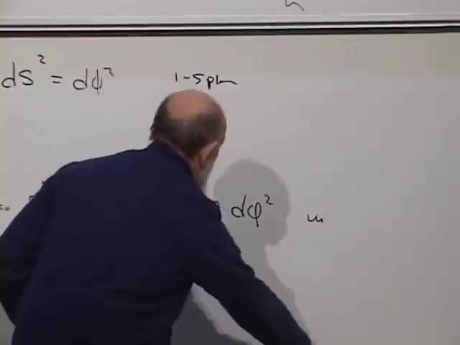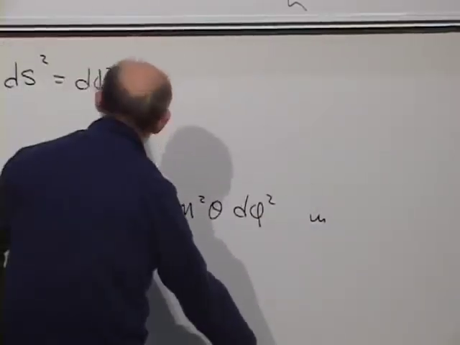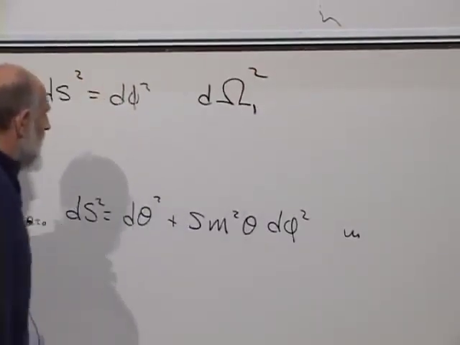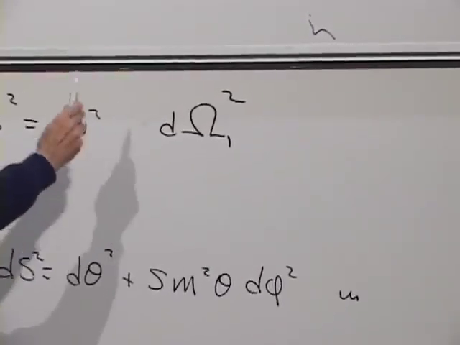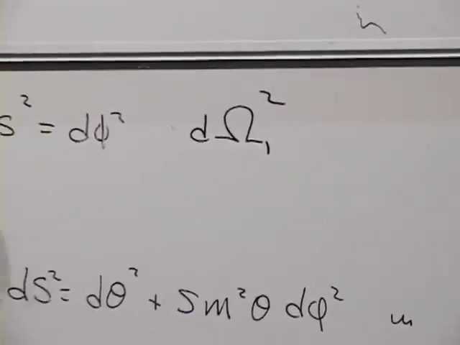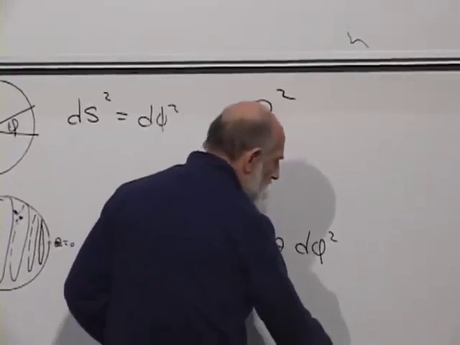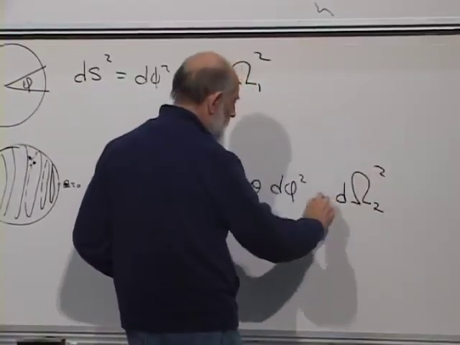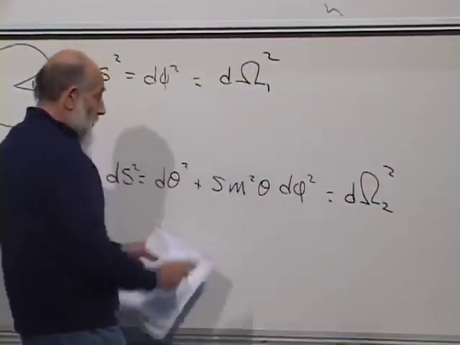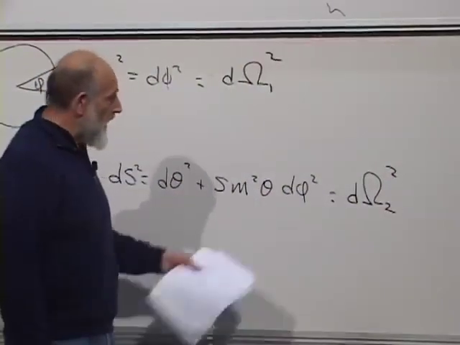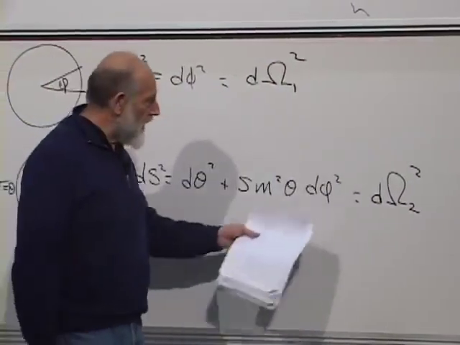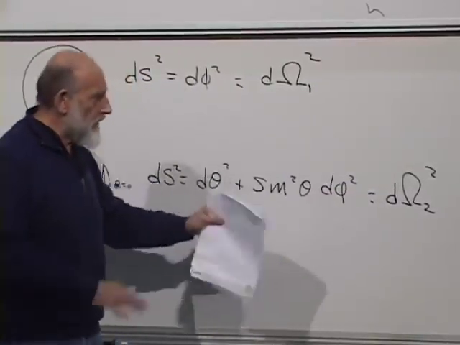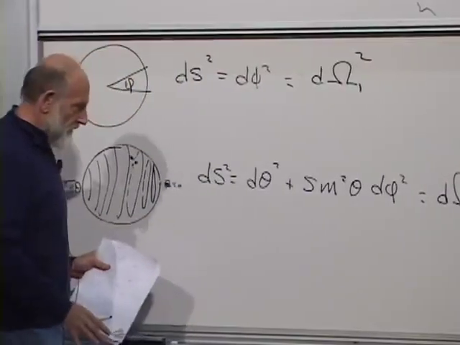Why don't I give it its right name? Let's just call it d omega 1 squared. That's the notation that one usually writes for the metric of a unit one sphere. In the same notation, this would become the metric d omega 2 squared. That's the definition of this side. Omega 2 is really a whole sphere, and this is simply a symbol that stands for what's here. But it represents the metric of a unit two sphere.